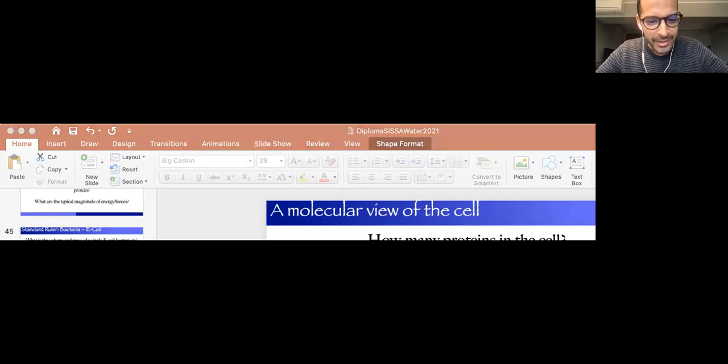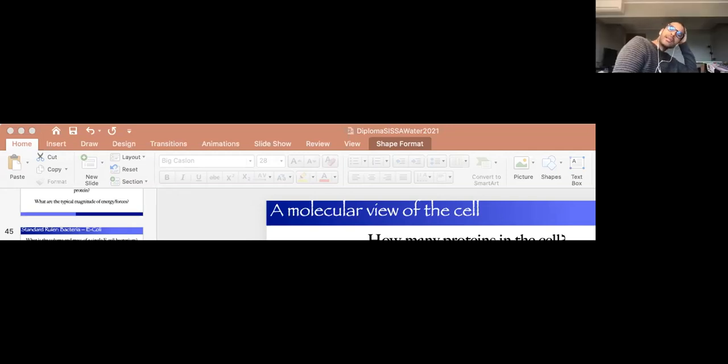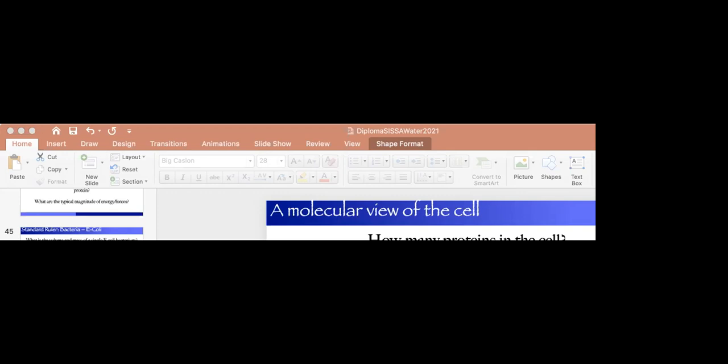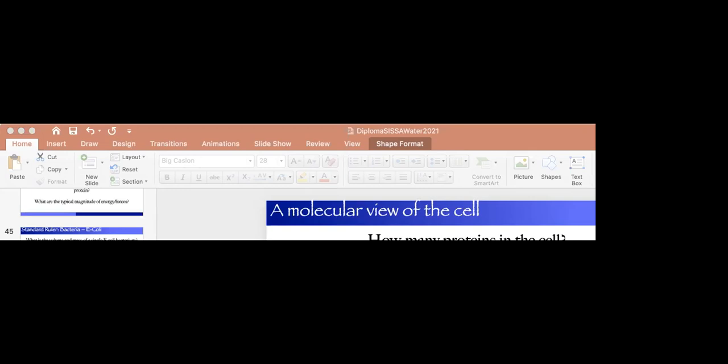So Rolando, I see you've done some stuff. So what's your estimate of the number of proteins in the cell? I'm not sure. I think I'm doing something wrong. I think you're making it a bit too complicated. So, one picogram is the weight of the cell, right?